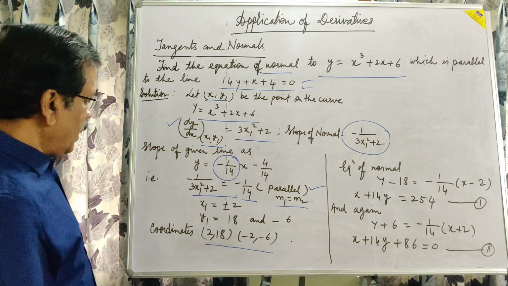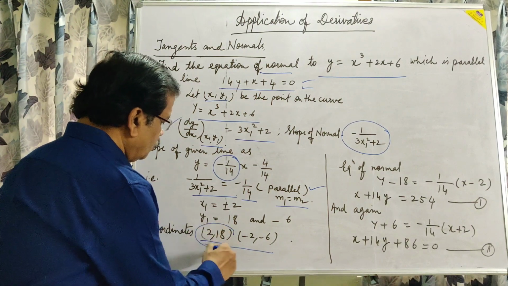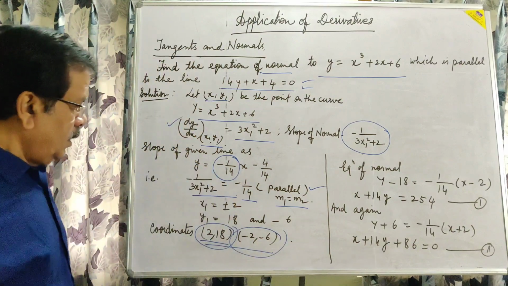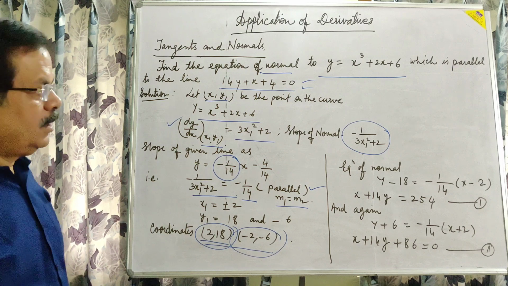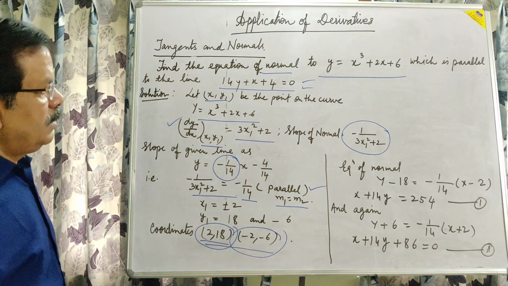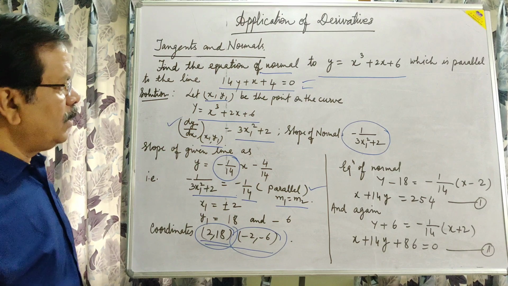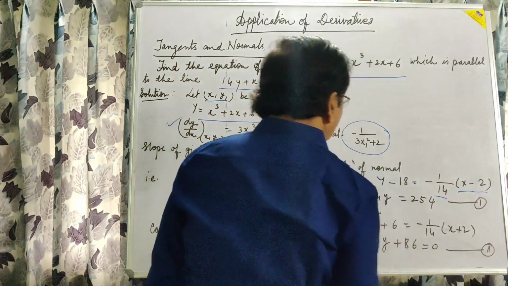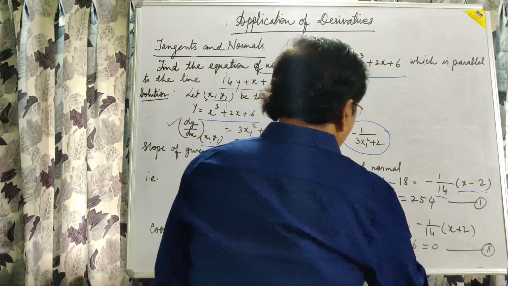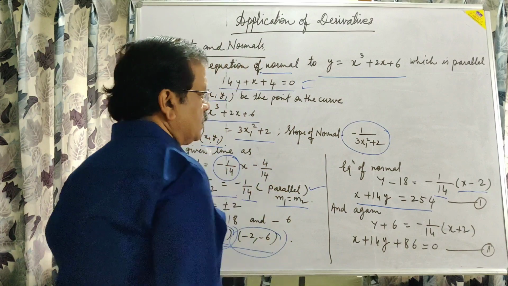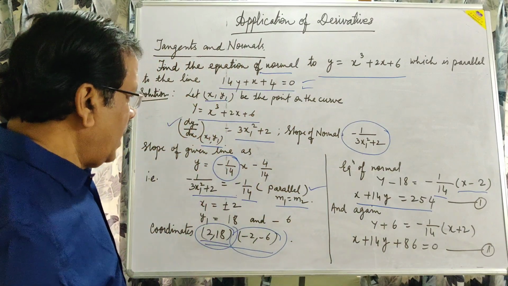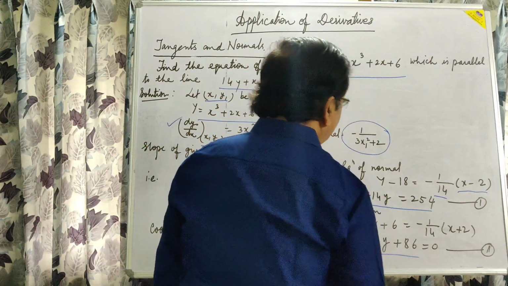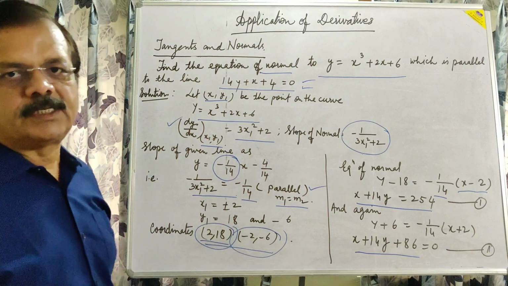After equating we are getting two coordinates 2 comma 18 and minus 2 comma minus 6. Now we can find the equation of normal by using the formula, that is y minus y1 is equal to the slope of normal into x minus 2, and by transposing we can get the equation of normal x plus 14y is equal to 254, and another equation that is x plus 14y is equal to 86. This is all about this question.